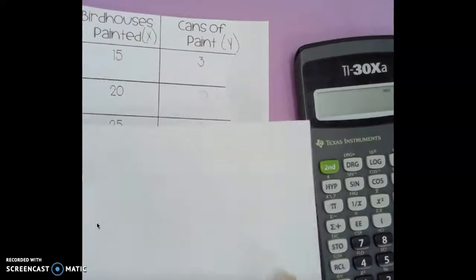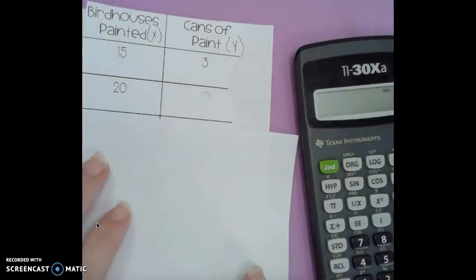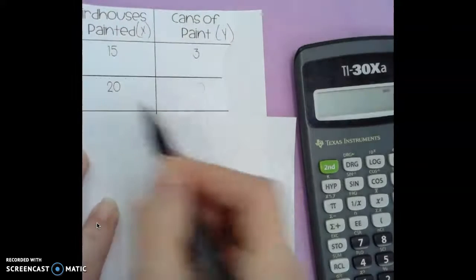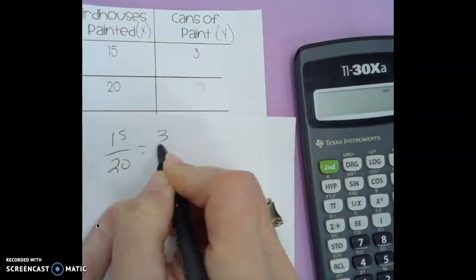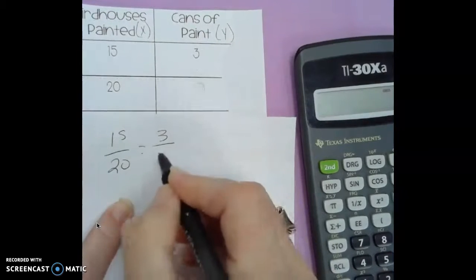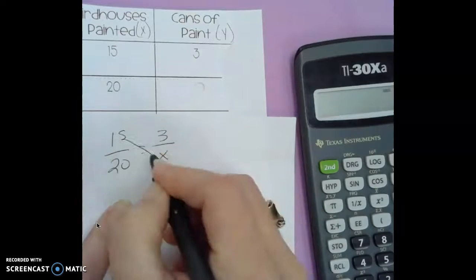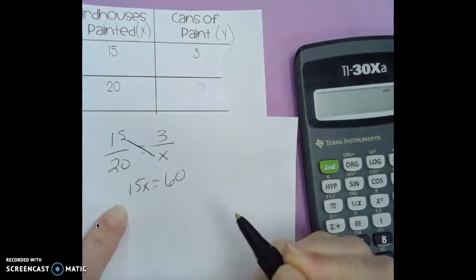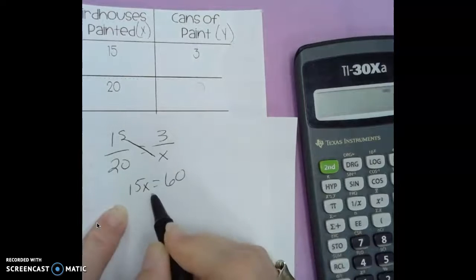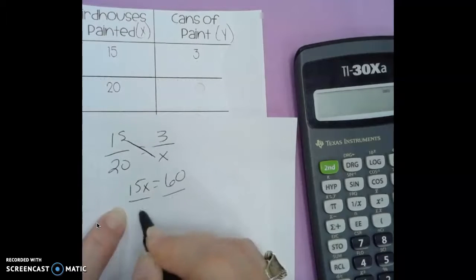But if I focus on just this section, let's solve this proportion. So if I do 15 over 20, and I set that up to 3 over something, so that's going to be my x. So I like to start with that 15x equals 60. So if it's 15 times x, opposite of multiplying is dividing.